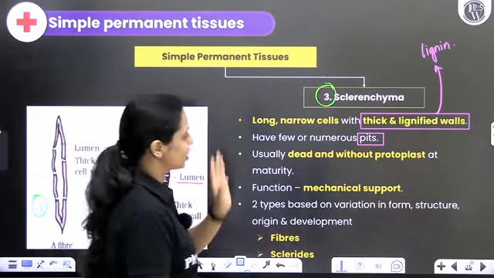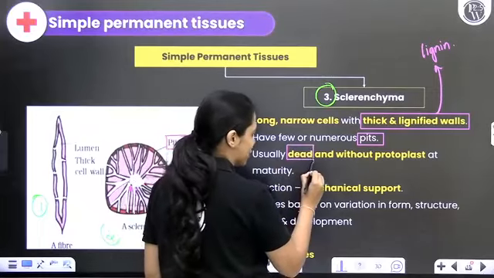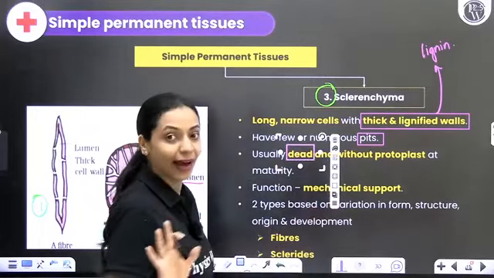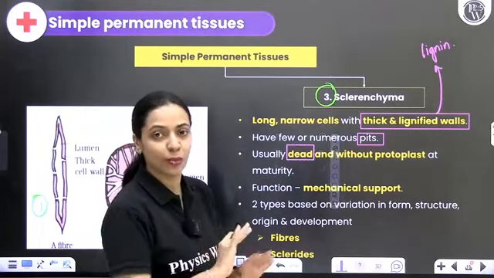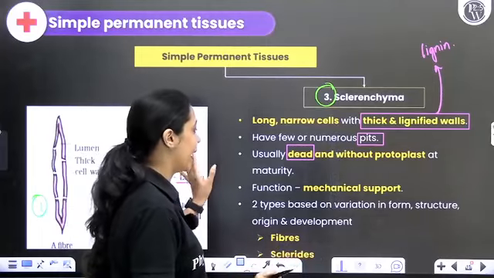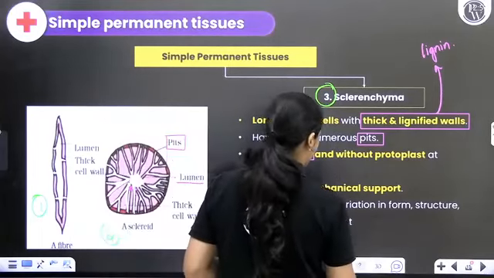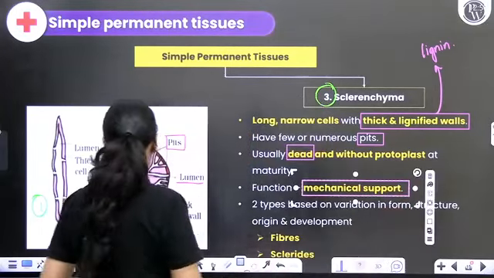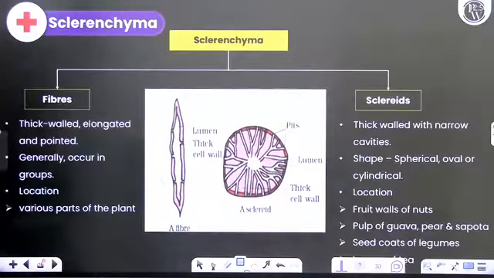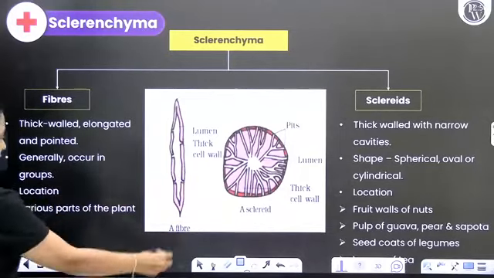Okay, so usually sclerenchyma cells are dead at maturity. That means they don't have protoplast at all. No cytoplasm, no organelles, no metabolic activity is happening here. And its function is to provide mechanical support. And it's of two types, fibers and sclereids. Okay, so this is a fiber, this is the sclereid.